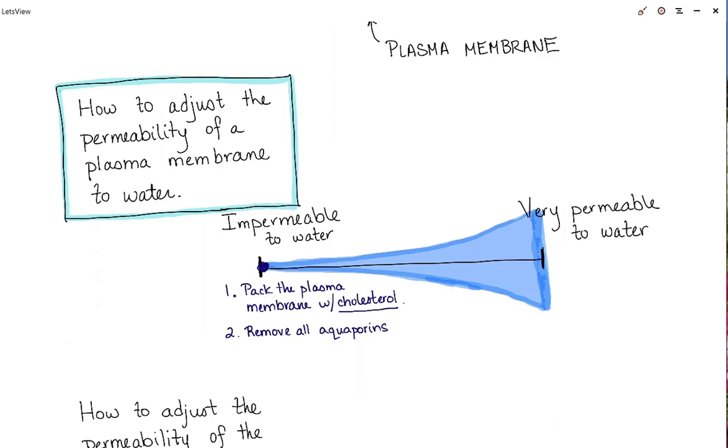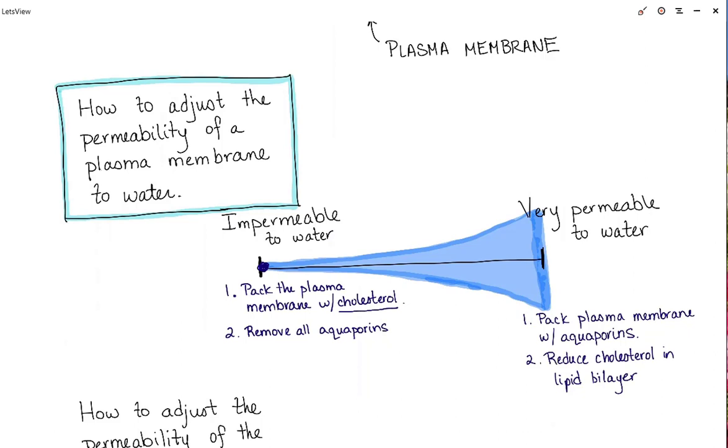Let's consider the opposite. On the opposite side, if I want to make my membrane incredibly permeable to water, I would load up the plasma membrane with aquaporins, and I would reduce the amount of cholesterol in the lipid bilayer. Now, these represent extremes, but I could make this really a sliding scale where I adjust the permeability of my membrane to water by basically adjusting the amount of cholesterol and/or aquaporins.